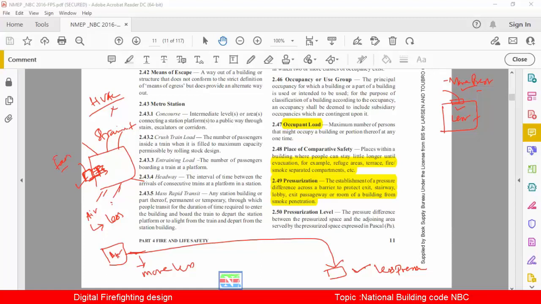Clear, Praveen? Yes, sir. Clear, sir. Okay, Parmeshwaran, yeah.